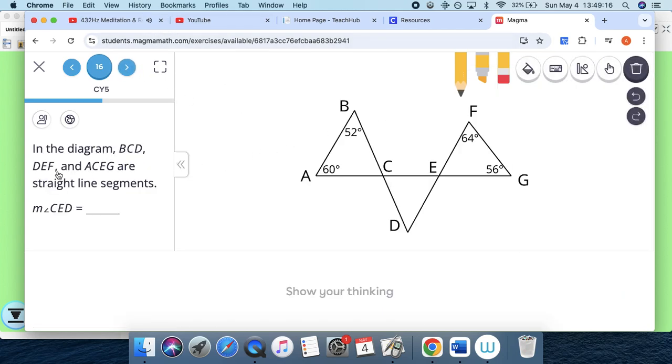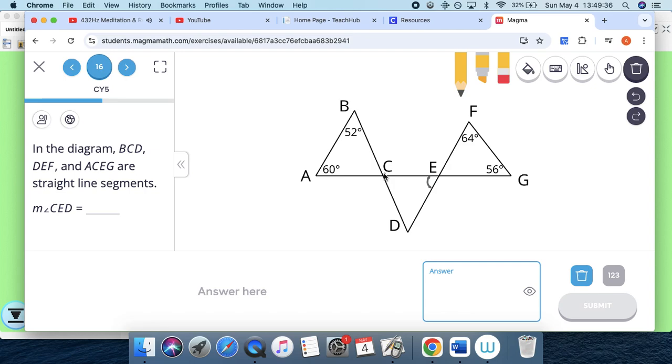In the diagram, BCD is a straight line. Find angle CED. Oh, this is the angle I'm talking about, CED. So they want this one. Super easy, I guess.